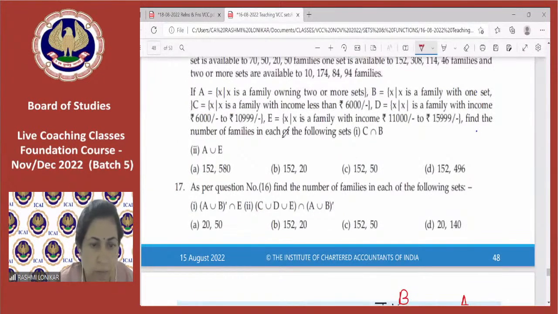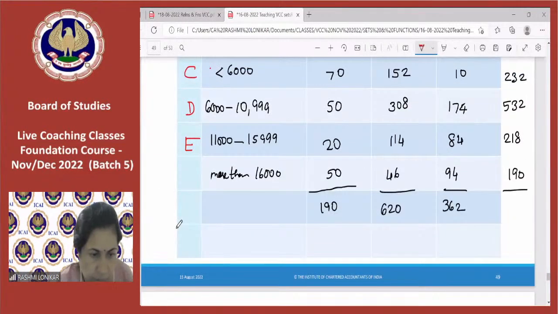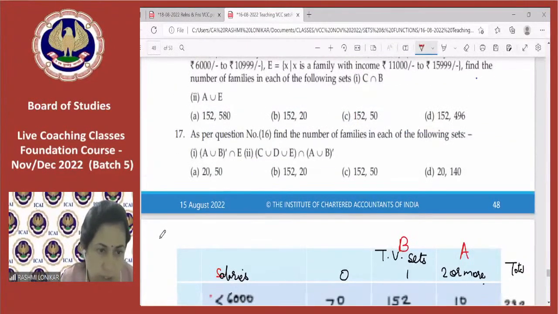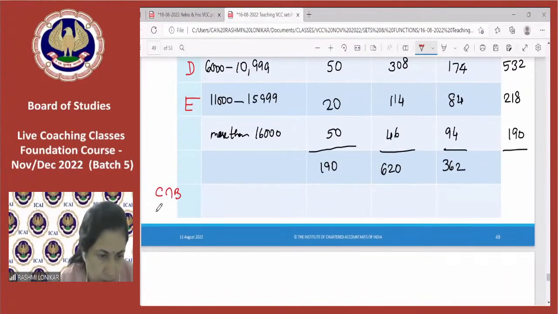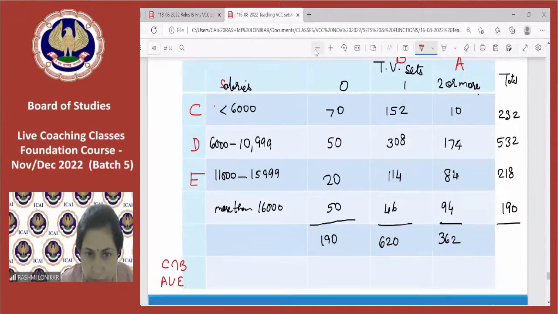Find the number of families in each set: C intersection B, and A union E. C intersection B, and A union E. Now C, where is my C? C intersection B.